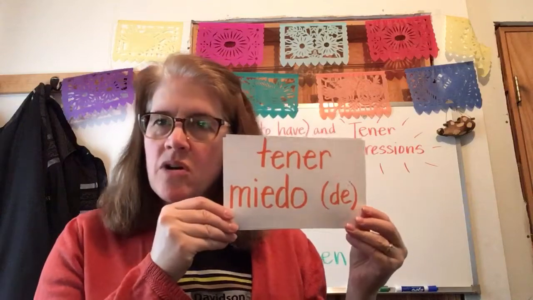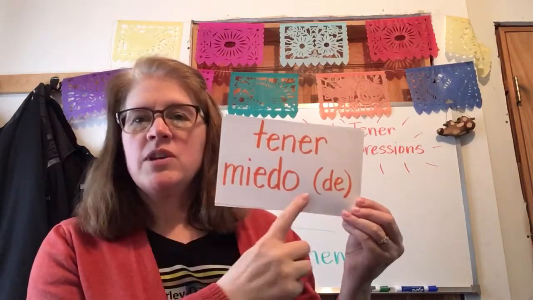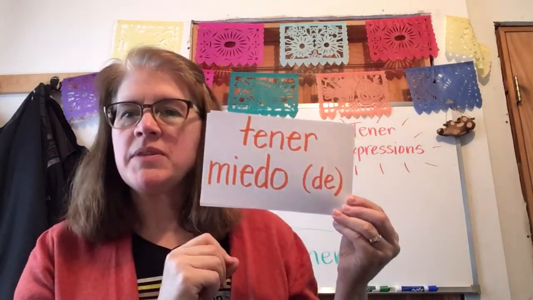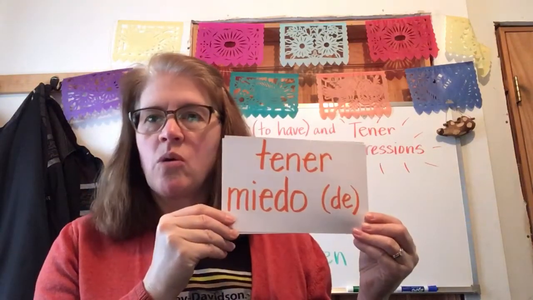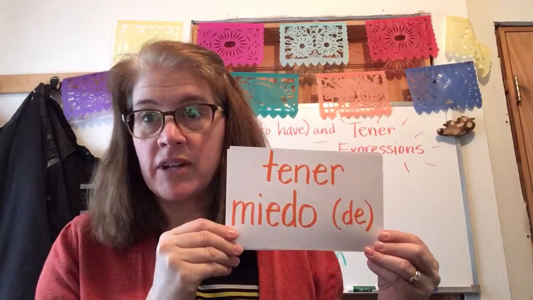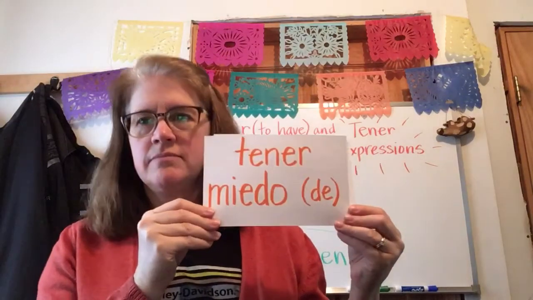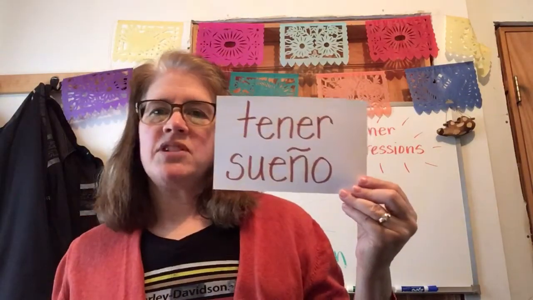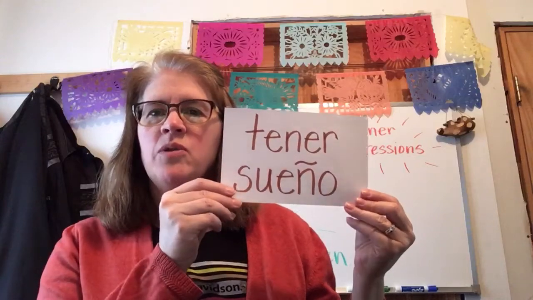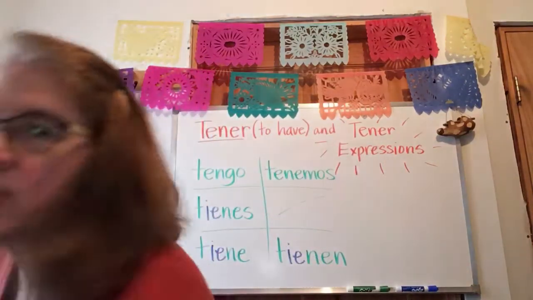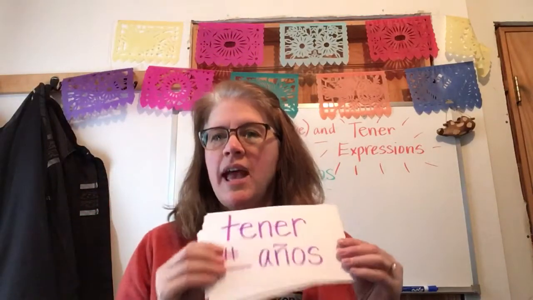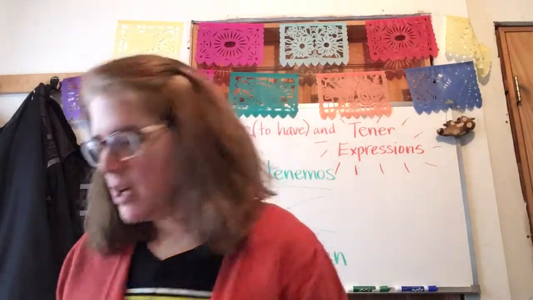Tener miedo is to be afraid. The reason we have a de there in parentheses is if you said, like, I'm afraid of the dark, or she's afraid of spiders, or something like that. And we have tener sueño, which means to be sleepy. So these expressions we need to have memorized, but let me just give you a couple examples.